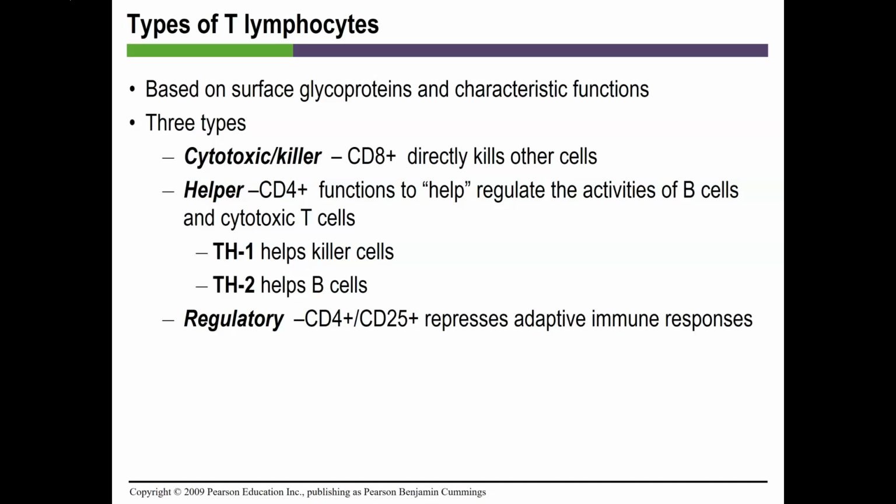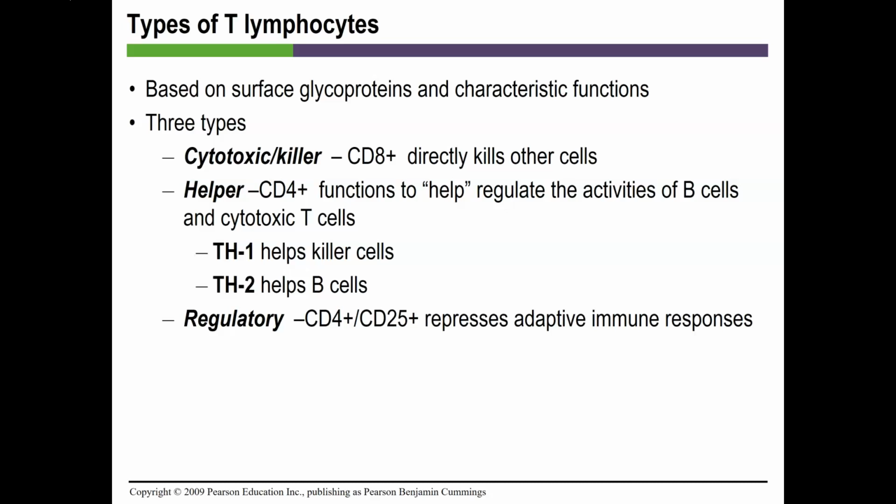We also have regulatory T cells. We're not going to be spending time talking about them. They have different CD receptors on the surface, including CD25, and their role is to help tamp down the immune responses so that we don't respond inappropriately to antigens.